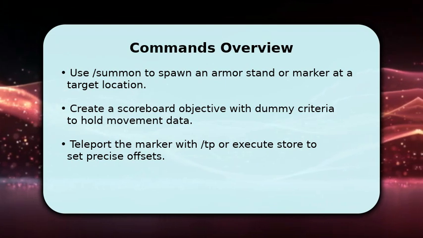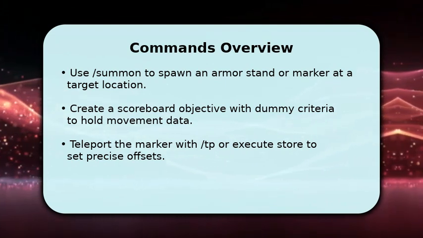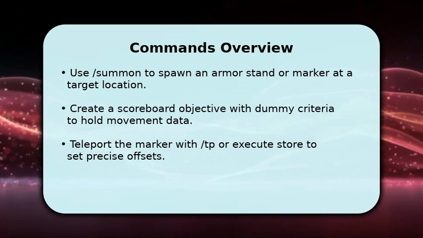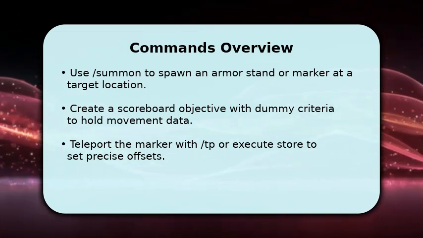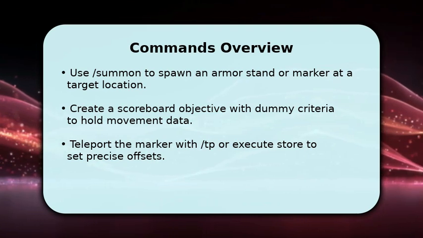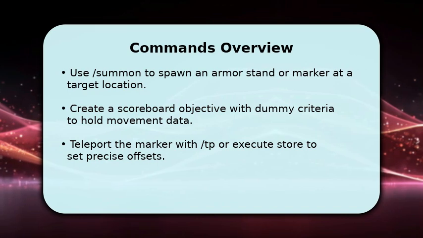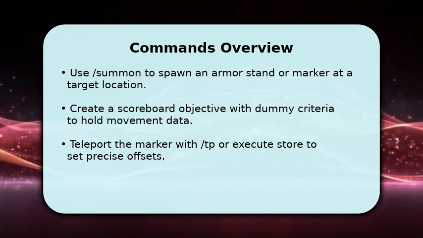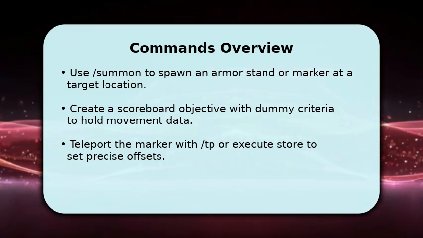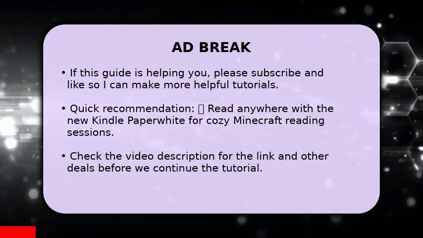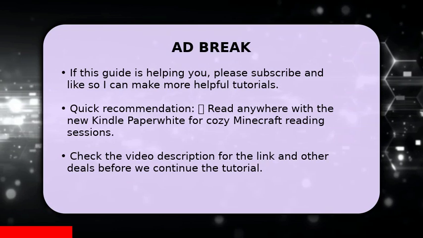Learn the key commands. Use /summon for the marker, set up a scoreboard objective, and apply repeating /TP commands. Configure the offsets so the marker stays at the desired distance and height. Test in a small area, adjust coordinates for smooth movement, and lock the command block chain when everything behaves as expected.